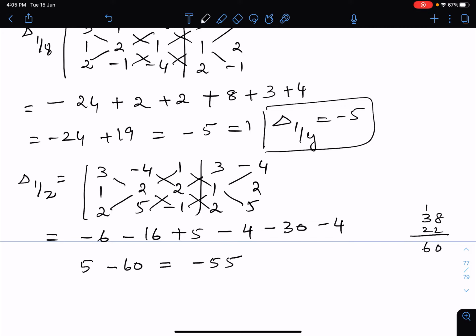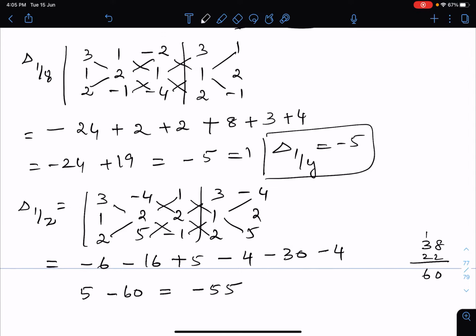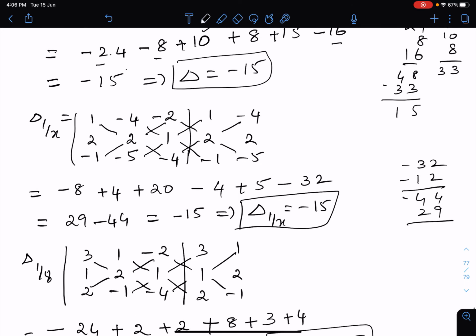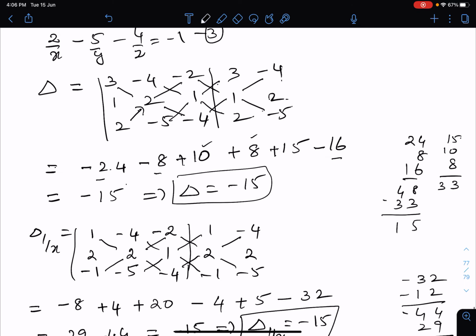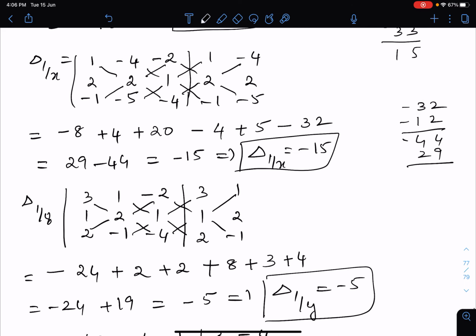Here minus, and here only you got plus. It's correct. Minus, here also minus. Now we have written the elements correctly. Del 1 by Z, what is our first column? 3 1 2 minus 4 2 minus 5.